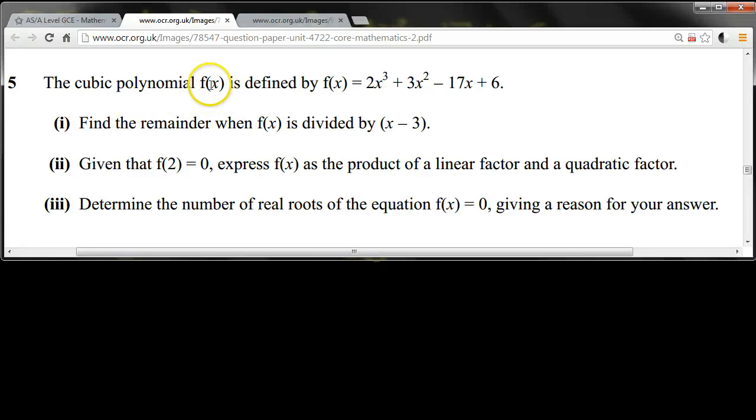The cubic polynomial f of x is defined by this. Find the remainder when f of x is divided by x minus 3. Given that f of 2 equals 0, express f of x as the product of a linear factor and a quadratic factor. Determine the number of real roots of the equation f of x equals 0, giving a reason for your answer.